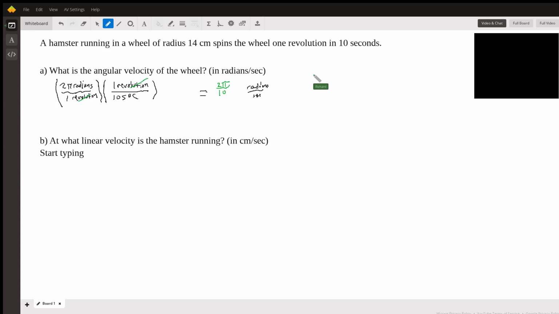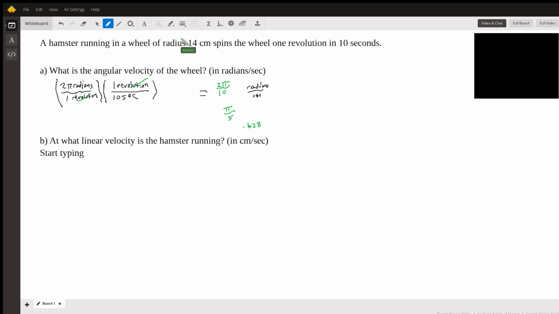Radians per second. Maybe you'd want to write this as pi over 5 radians per second. Or maybe you'd want to convert that to decimal. It all depends on what the teacher wants. Let's convert that to decimal just to make everybody happy. So this would be 0.628 radians per second. Any of those are fine.